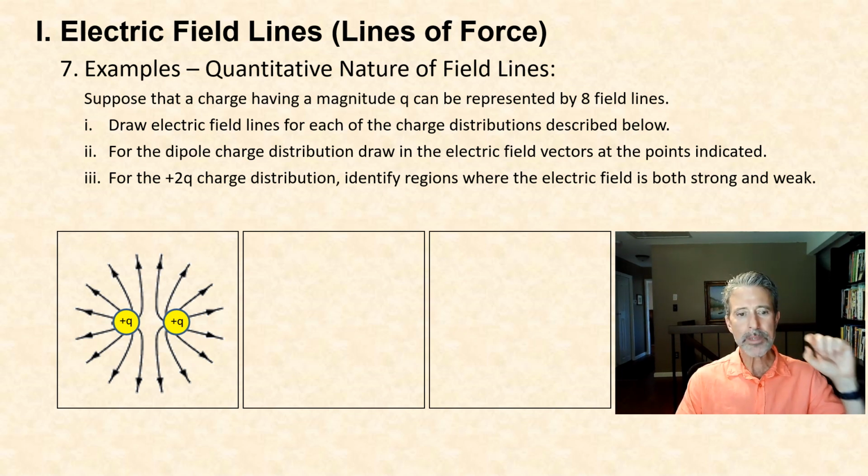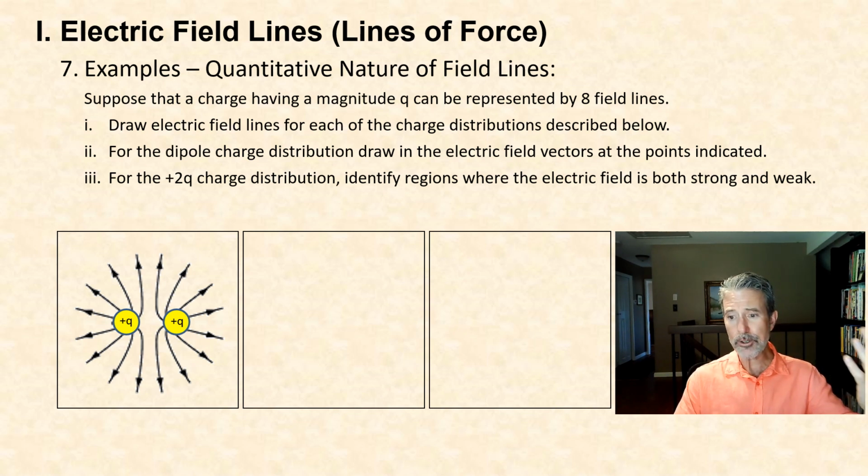That is, take a look at placing a positive test charge, a small positive charge at that point in space, and determining the direction of the force on that test charge. The direction of the force on that small positive test charge will indicate the direction of either the electric field vector or the electric field line at that point in space.